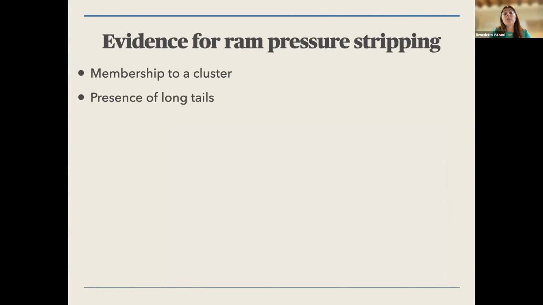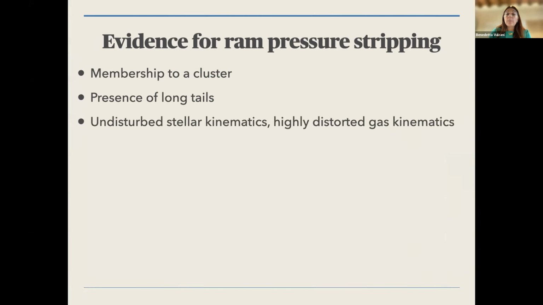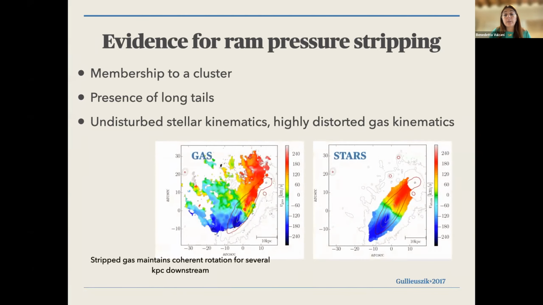Another thing is that we need to see these long tails. And indeed, many of our galaxies show the presence in H-alpha of these long tails. Then we can compare the stellar kinematics and the gas kinematics, and ram pressure stripping, being a hydrodynamical process, is expected to affect the gas kinematics but not affect the stellar kinematics. Here we have an example.